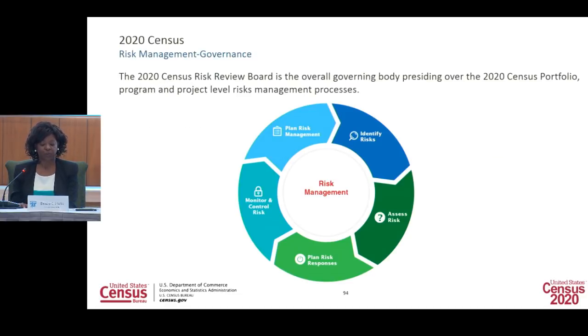The 2020 Census Risk Review Board is the overall governing body. The Risk Review Board includes representatives across all of the programs as well as key stakeholders and is chaired by the DCMD Division Chief. The Risk Review Board is responsible for managing portfolio level risks, including identifying, assessing, planning risk responses, and monitoring risks. In addition, the Risk Review Board also regularly reviews risks at all levels of the program from the 35 operations, projects, sub-projects, as well as contract risks.